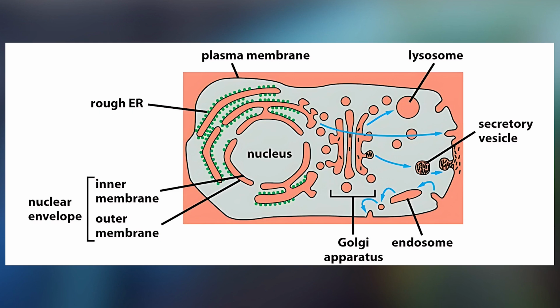But I have mentioned that there are parts of the cell that are outside of the endomembrane system, specifically the nucleus, as well as the mitochondria and the chloroplasts.